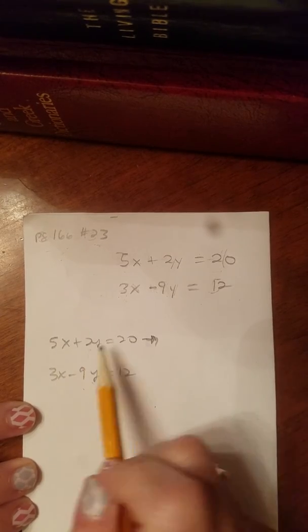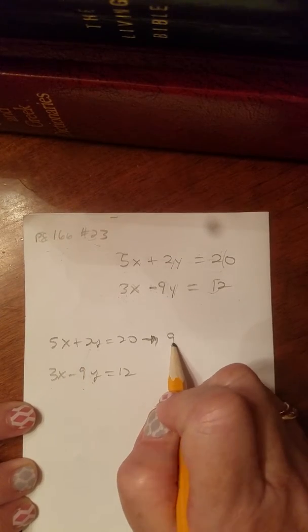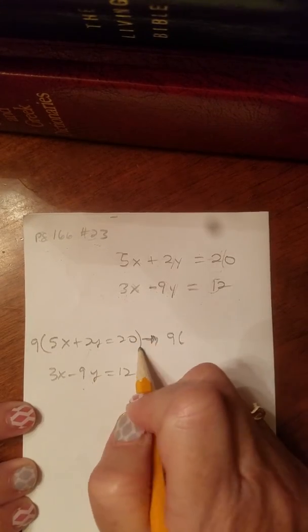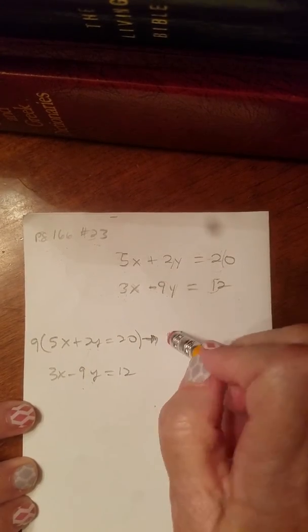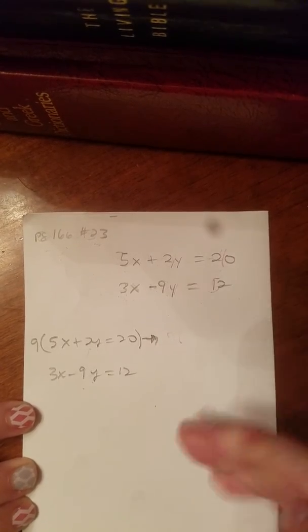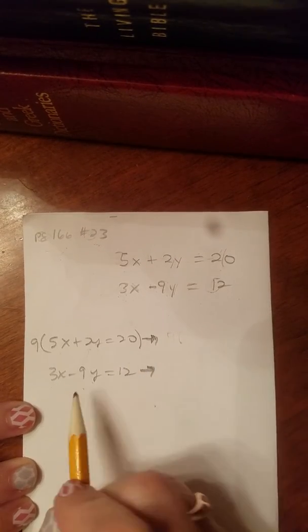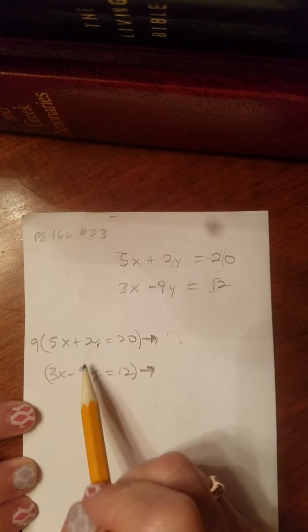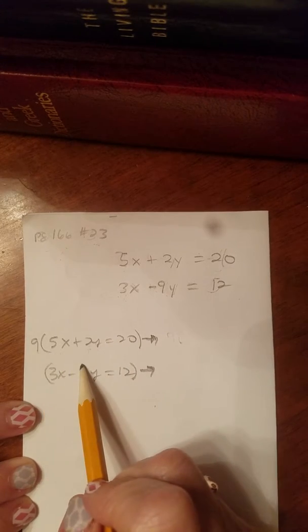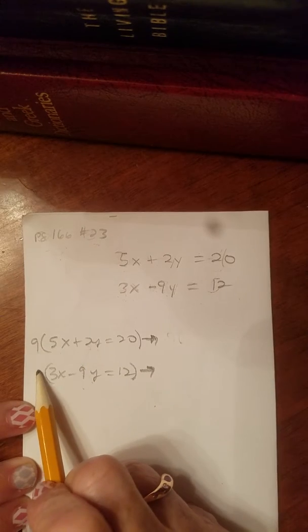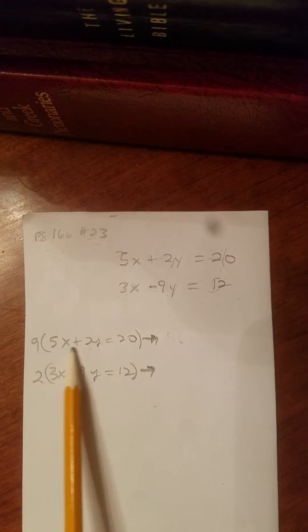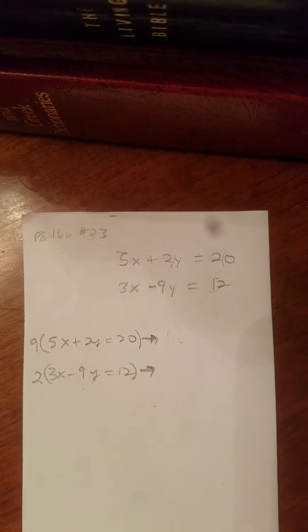So I'm going to take this right here and multiply 9 times this equation. Okay? And then I'm going to take this equation here, because here I'm multiplying this one by 9, right? Because here's where the 9 came from. I want to multiply this one by 2. And I can do that as long as I multiply 9 times both sides of the equal sign.